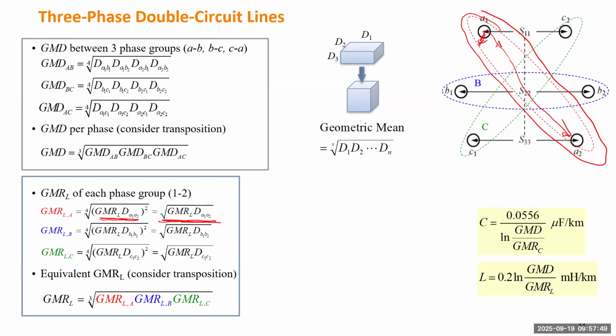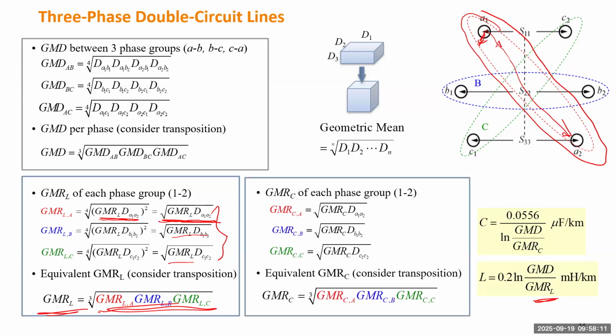When you move to B and C, they will take a similar formula. Similarly, finally, you will calculate the average of the GMR for group A, group B, group C. That will give you the final GMRL. So that's the one you need here. For GMRC, it is basically the same formula, you just replace the Ds wherever you see Ds by the actual radius of the conductor.